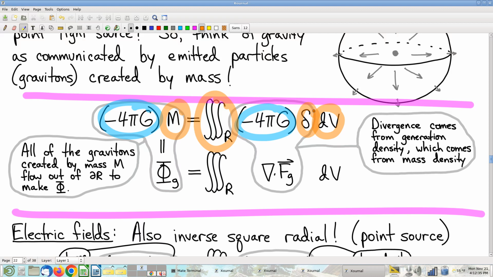Mass is the integral of density. I'm going to multiply both sides by negative 4 pi G. Legal. Maybe a little mysterious, but legal. Okay, so that's our top line. This right here, what's going on there?